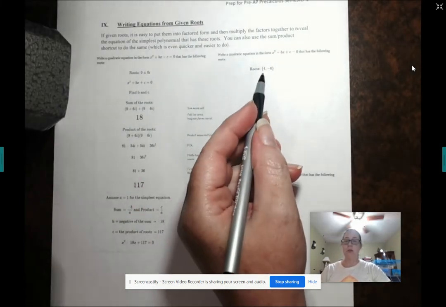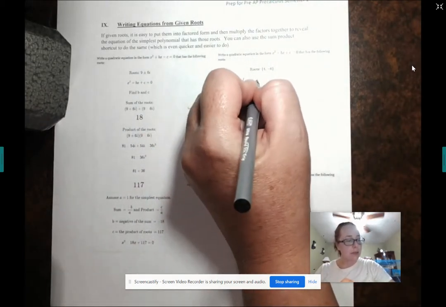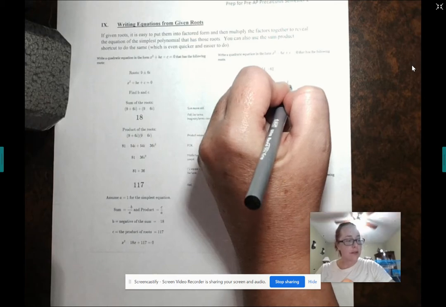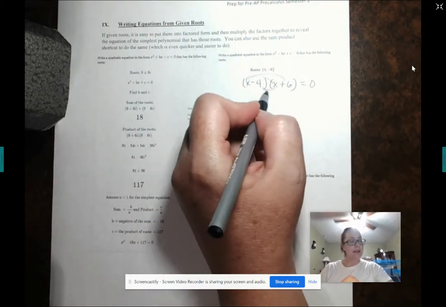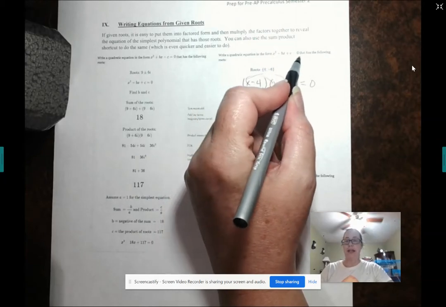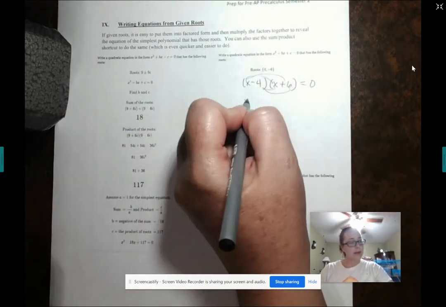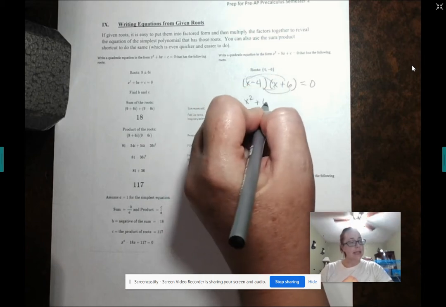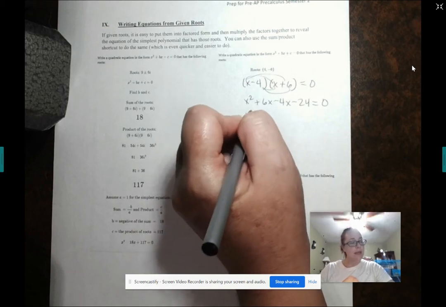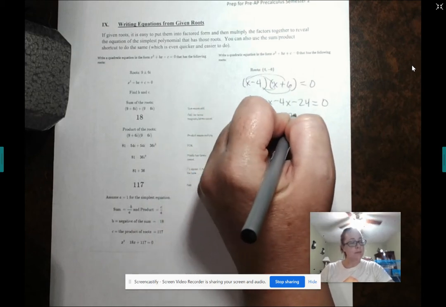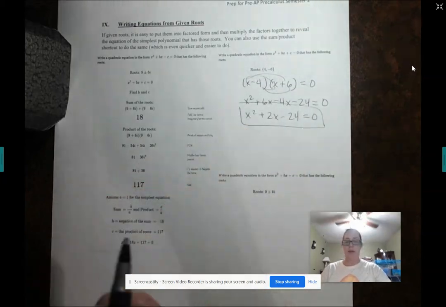First of all, if you have real roots like 4 and negative 6, you should very quickly be able to put those into factors and then multiply those factors together, and that's going to give you that quadratic equation set equal to 0 that it's asking for. So we'll do x squared plus 6x minus 4x minus 24, and that ends up simplifying to this, and that would be my answer for that one.